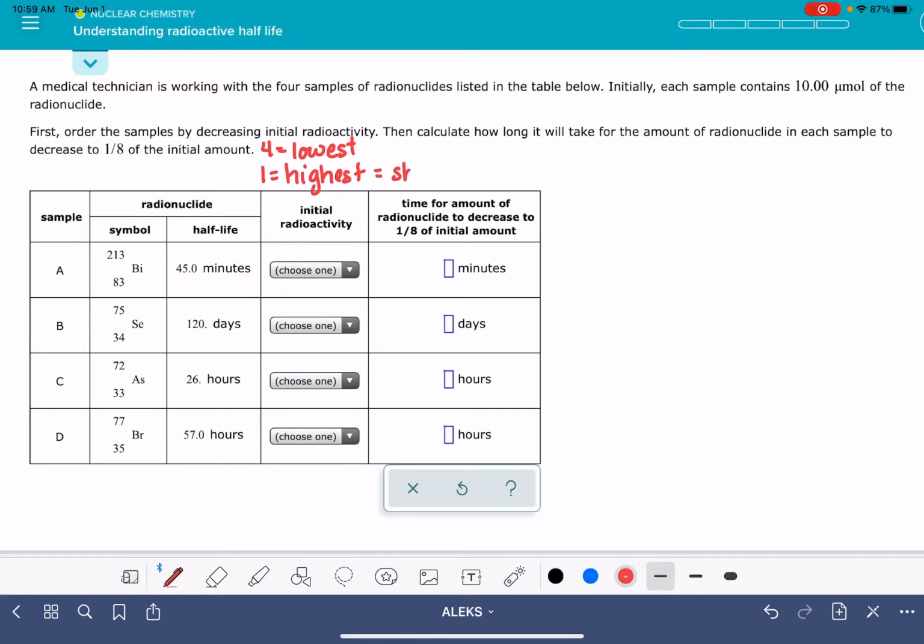So shortest, and you got to be a little bit careful with this problem. ALEKS is being tricky. There are a lot of different units on here. I have minutes, I have days, and I have hours. So don't just look for the smallest number. Make sure you're also paying attention to the unit.